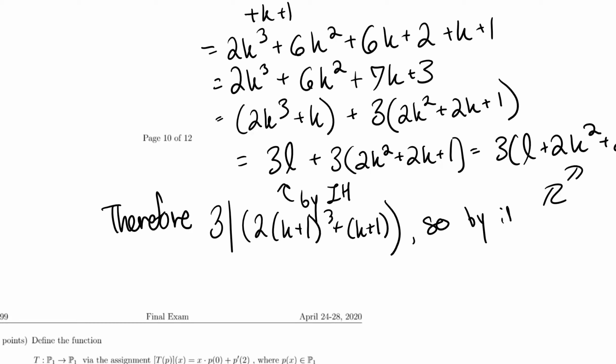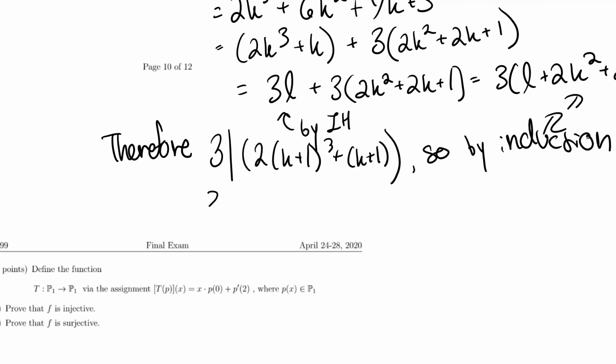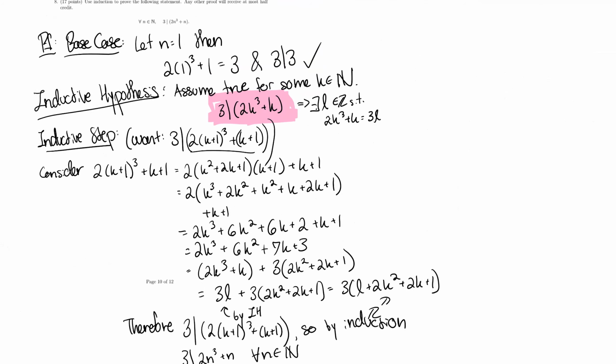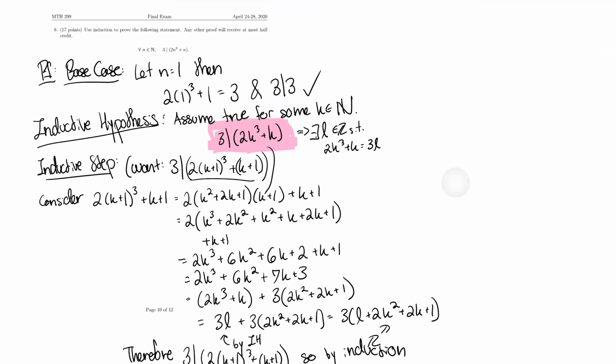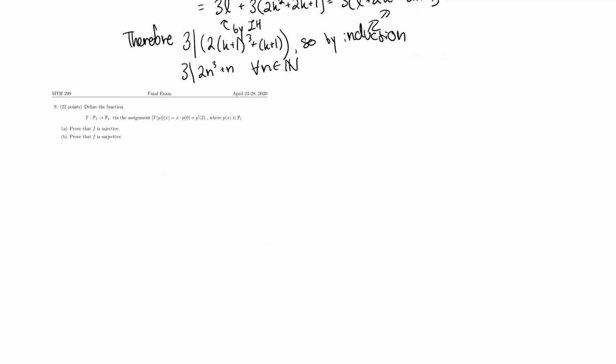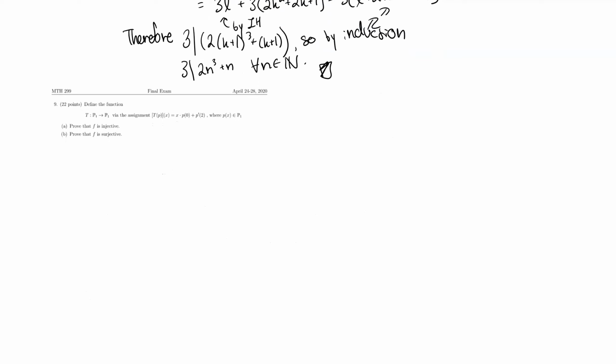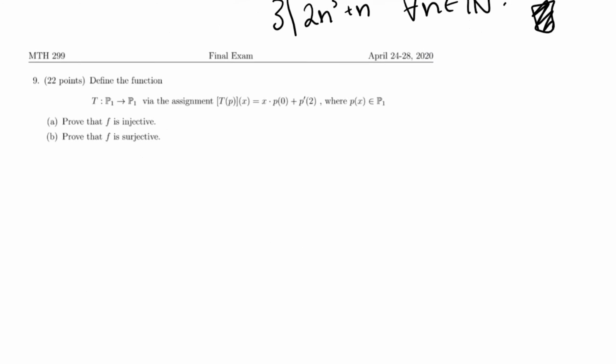So, by induction, 3 divides 2n cubed plus n for all n in the naturals. Yay! That was our original statement, right? Or was it proving something totally irrelevant? Nope. And remember, you want to mention induction in your conclusion there.